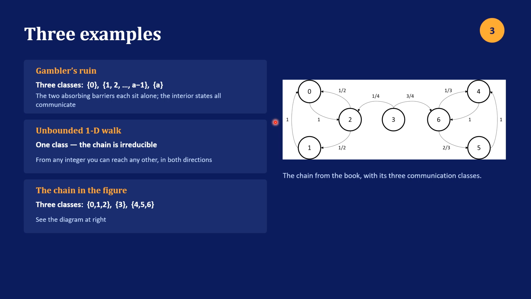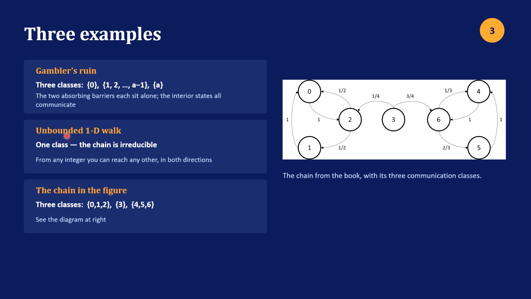I have some examples on this slide, two of which we've seen before. The gambler's ruin has three classes, in other words, three sub-Markov chains. We have all the states in the middle from 1 to a minus 1, and you could oscillate between these. But then once you hit an absorbing state, you can't reach any other state. So 0 and a are two single-entity absorbing classes. So we have three classes altogether.